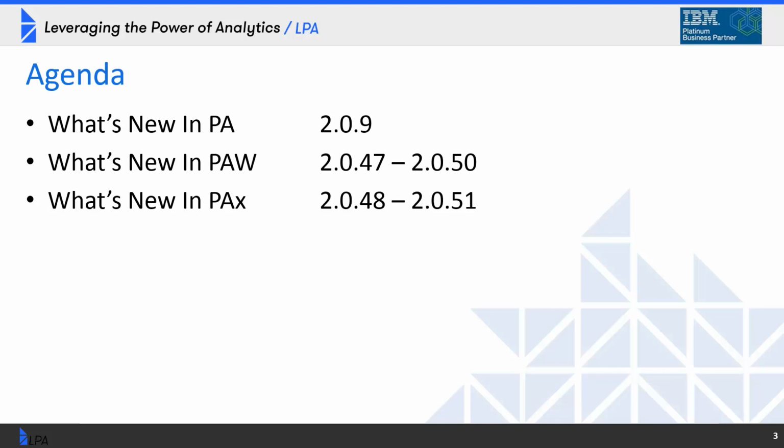We're going to go through this in sections. First is what's in Planning Analytics Server version 209. What's new in Planning Analytics Workspace 2047 through 2050. And what's new in PAX 2048 through 2051. Obviously there have been a lot of changes that have come out the last quarter or so. We've taken some of the bigger enhancements out, and I'm going to highlight those today. Of course, there are a lot of other bug fixes, etc., that have been released as well.